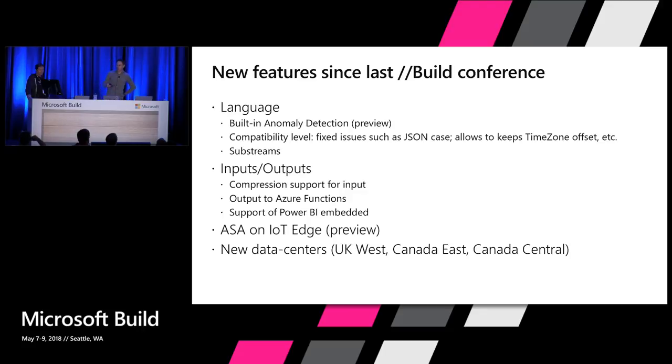In terms of input and output, we added compression support for input, so you can use gzip or deflate, for example, for JSON or CSVs. We added output to Azure Functions. And we added support for Power BI embedded, in addition to the Power BI streaming dataset we added last year. Also, we announced Stream Analytics on IoT Edge. We will talk a little more about that. And a few new data centers, UK West, Canada East, and Canada Central.